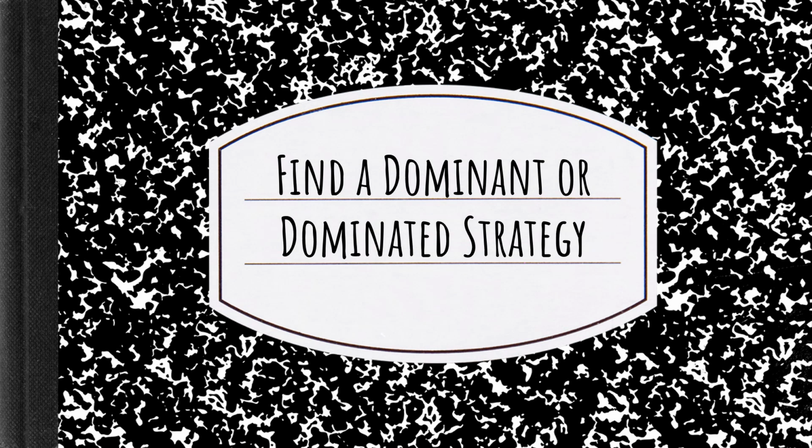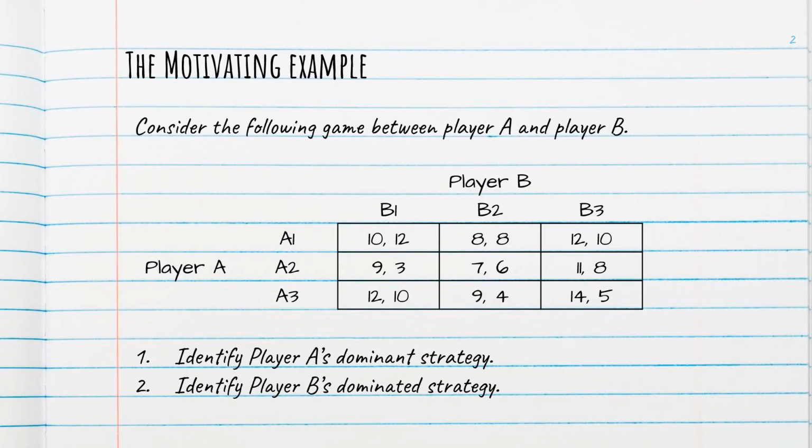In this short video, we will demonstrate how to find a dominant strategy and a dominated strategy. So let's consider the following game between player A and player B. I want you to notice that each player has three strategies.